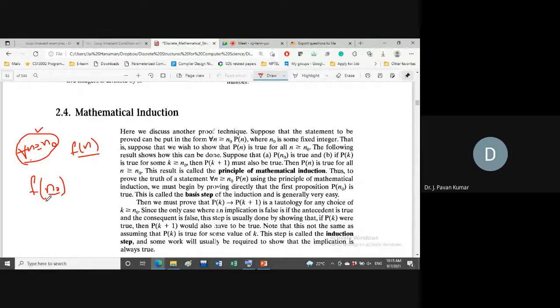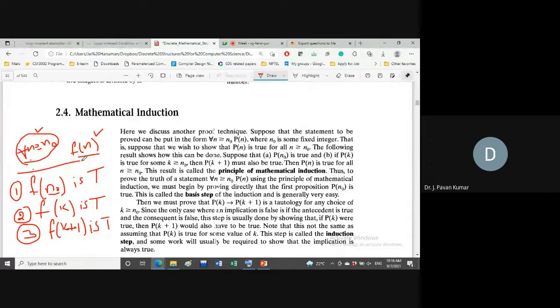Now, what is the first step? First, we will prove that f of n naught is true. Next, the second step is for k, we will assume that f of k is true. And the third step is the actual induction step. For f of k plus 1, we will prove it as true. That's it. Then we can claim f of n is true for all n greater than or equal to n naught. This is what the claim is.